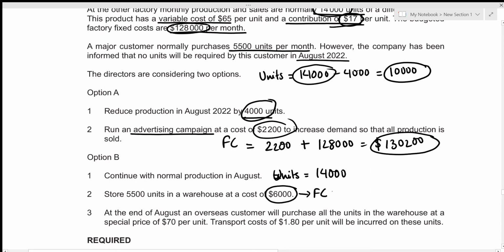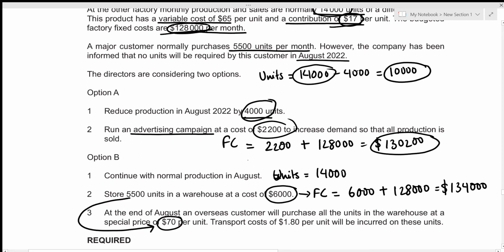So let's figure out our new fixed cost. That's going to be 6,000 plus the existing fixed cost of 128,000 per month. Let's add it. So this gives our total fixed cost for option B to be 134,000. Then at the end of August, an overseas customer will purchase all the units in the warehouse at a special price of 70 per unit. So the selling price for these 5,500 units is 70.